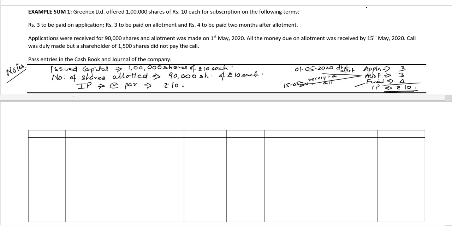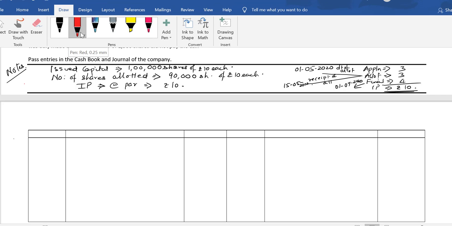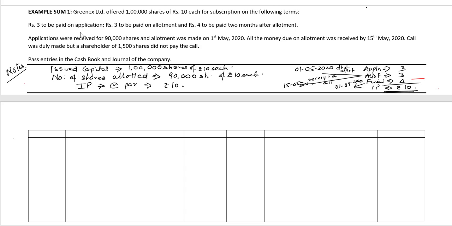Also, we are given information that the call was made 2 months after the allotment. So the date of making the call due is 1st July 2020, 2 months after 1st May 2020. Further, the question also says that we did not receive the final call money on 1,500 shares. So let's make a note of that. We did not receive the final call money on 1,500 shares. Now let's go ahead with the solution.